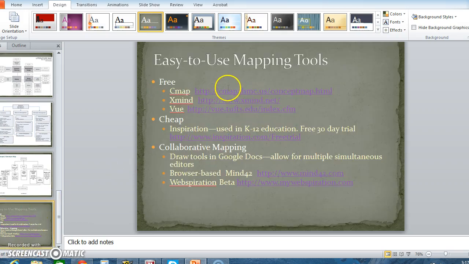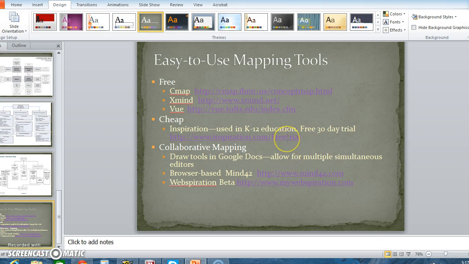And finally, I just wanted to give you some links for easy-to-use mapping tools that you could potentially use for your concept maps. Free are CMap, XMind, and VUE. And then, of course, I don't imagine that you would want to buy anything, but this one has a free 30-day trial. But of course, the caveat to that would be that you'd have to remember to email and make sure that you're no longer registered, because they would probably automatically then charge you.